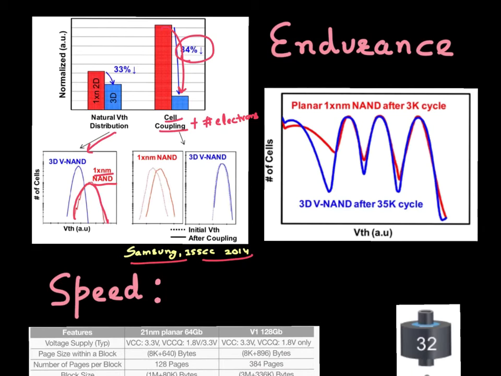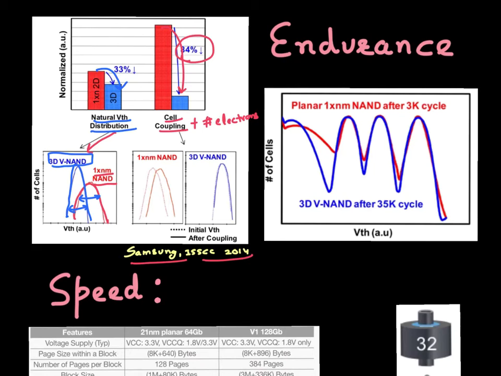So this red curve is the threshold distribution of a planar NAND flash cell, and if you contrast it versus the 3D NAND, if you just compare the width of this Gaussian distribution, it's much smaller in 3D NAND flash memory. So this 3D NAND flash memory results in a much tighter distribution of threshold.